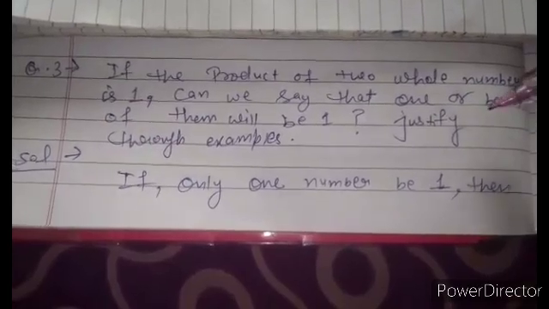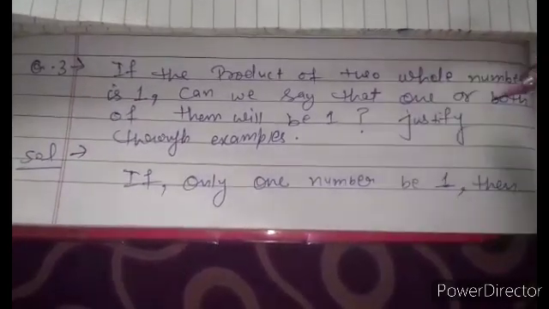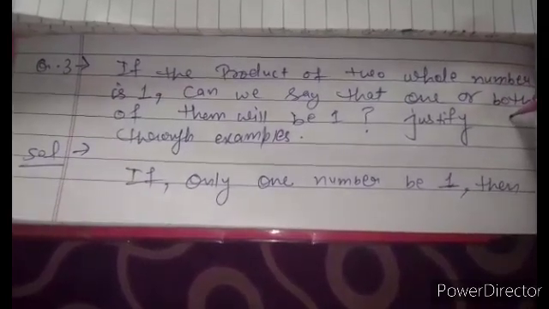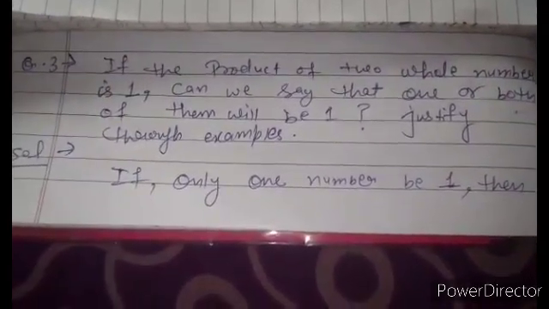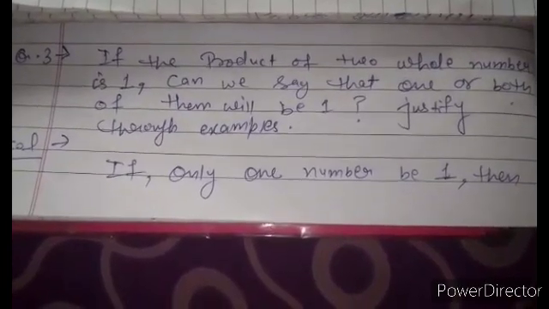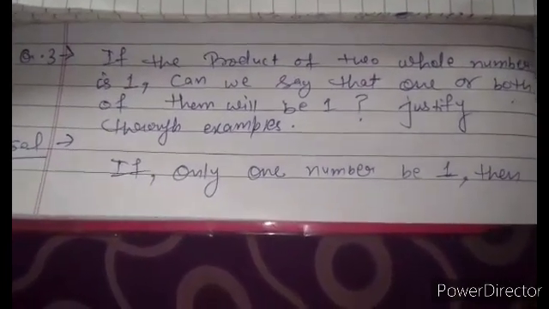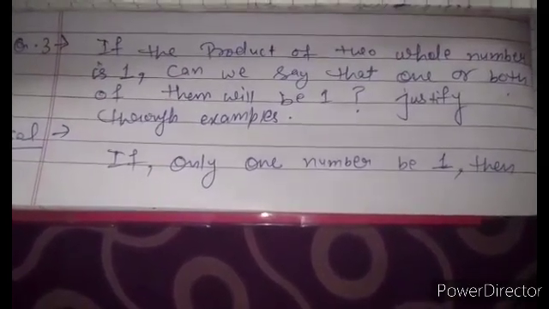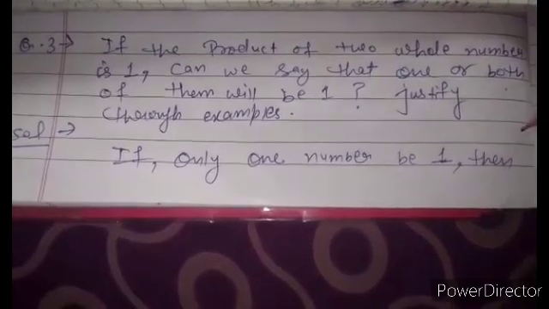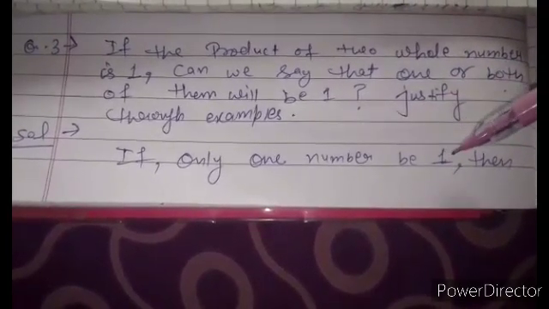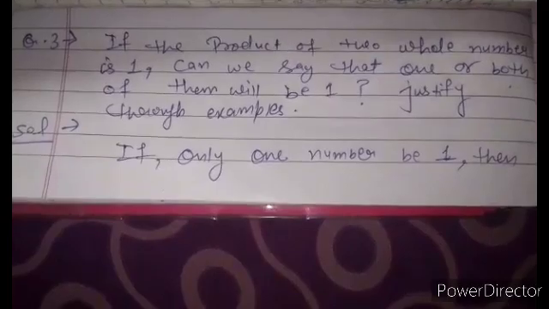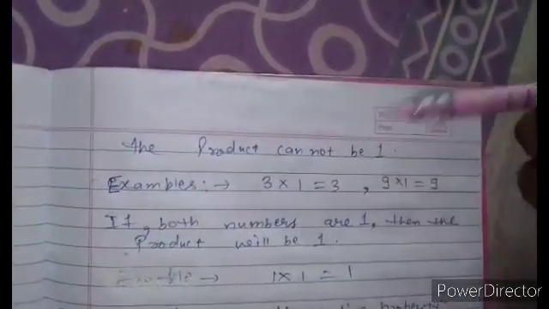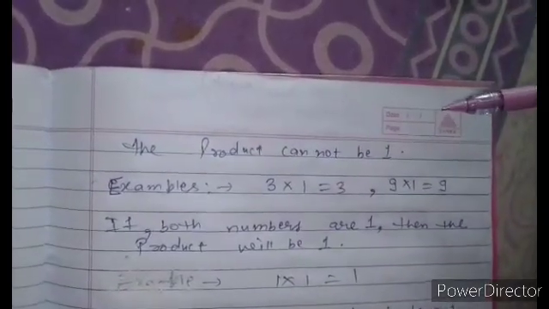If the product of two whole numbers is 1, can we say that one or both of them will be 1? Justify through examples. Means here we need to show that if both numbers are 1, then the product will be 1, or if one number is 1 and the other is any number, then the product is 1. So we have to justify this with examples. So solution, if any one number is 1, then we can say the product cannot be 1.